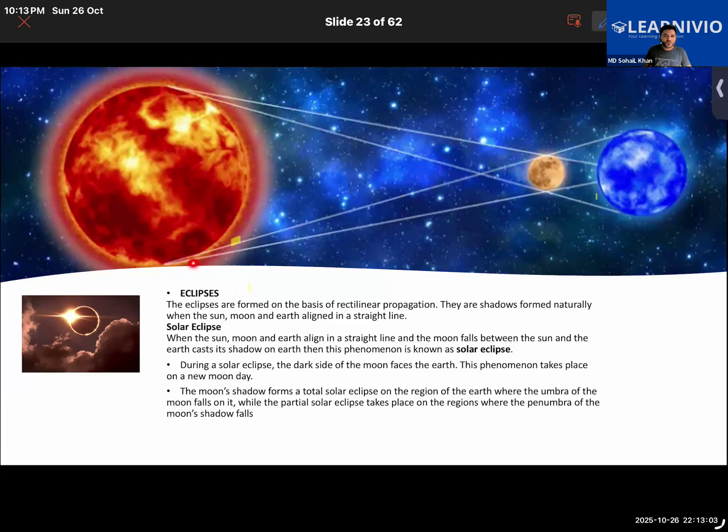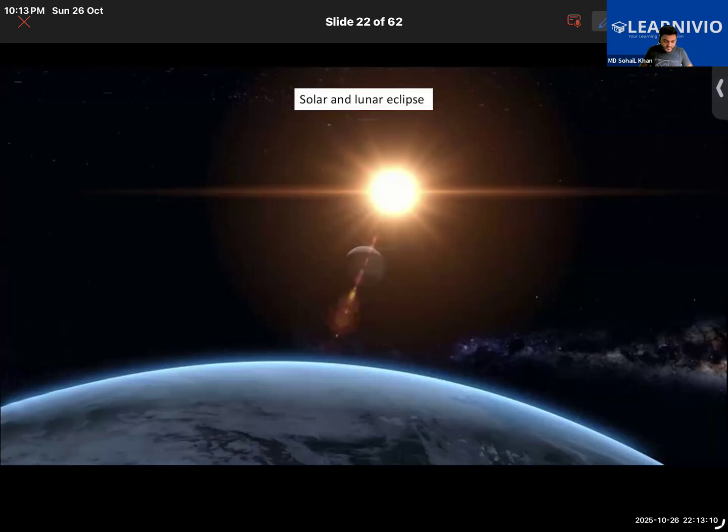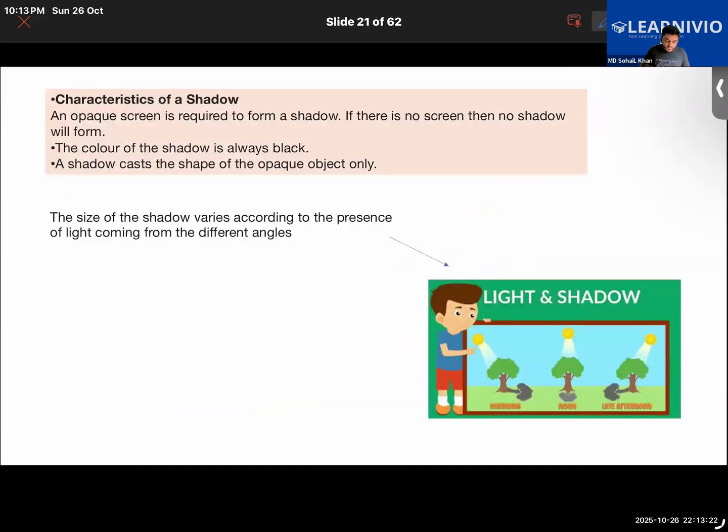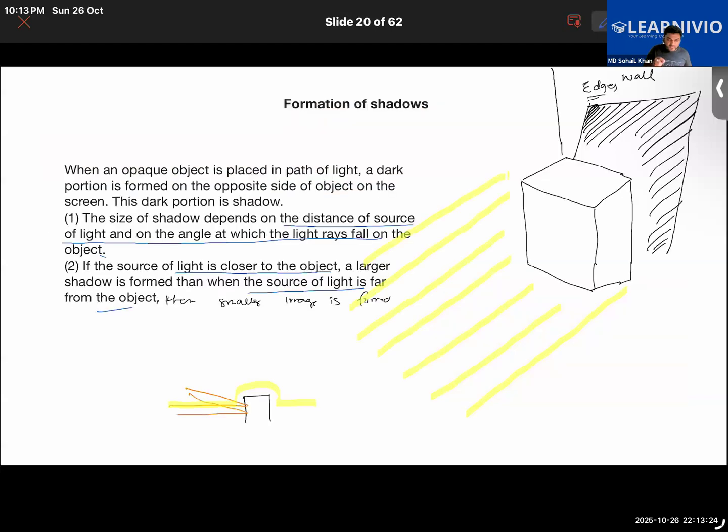It's formed because of the concept of rectilinear propagation, meaning that the rays of light always pass in a straight line. Just like moments ago I told you, if an obstacle comes, the light reflects back. It does not bend around. This property of light, where it travels in a straight line, is called the rectilinear propagation of light.